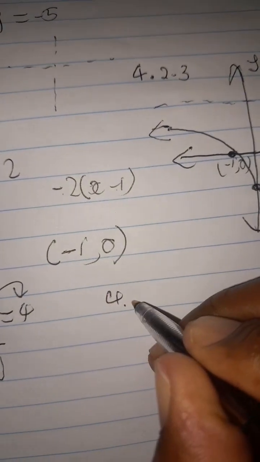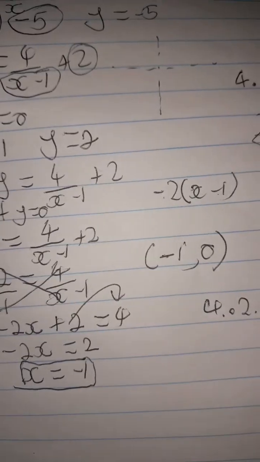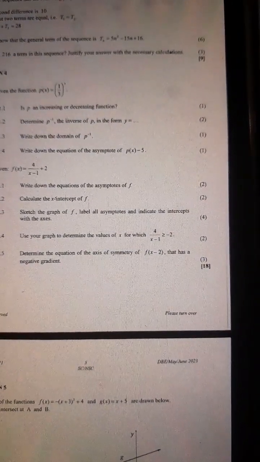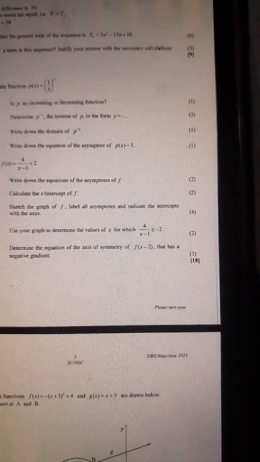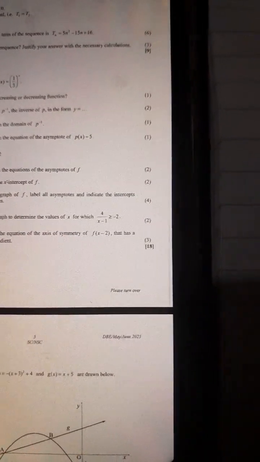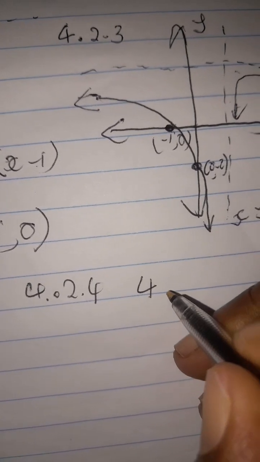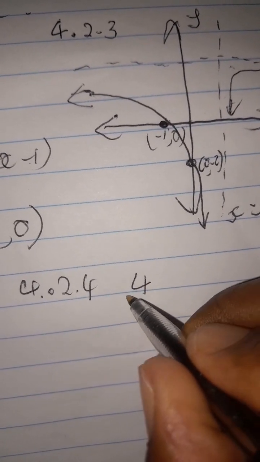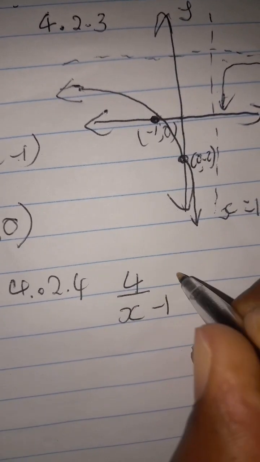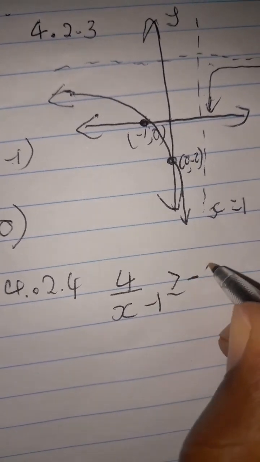So let's go to 4.2.4. Use your graph to determine the values of x for which 4 all over x minus 1 is greater than or equal to -2. Okay, let's put that into practice. So they said use the graph to determine the values of x for which 4 all over x minus 1 is greater than or equal to -2.